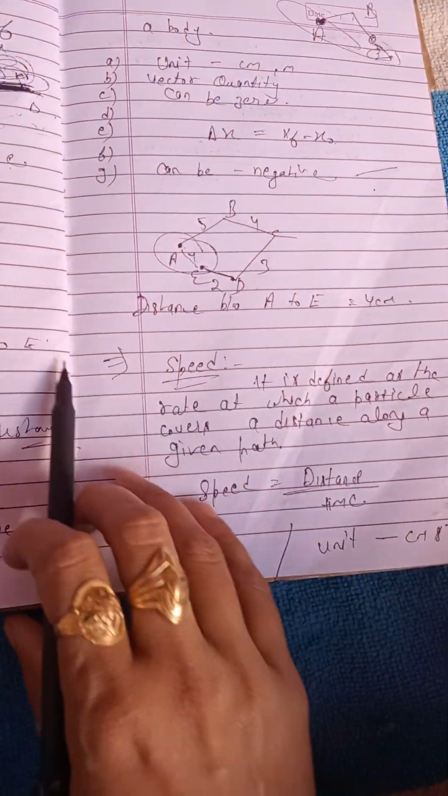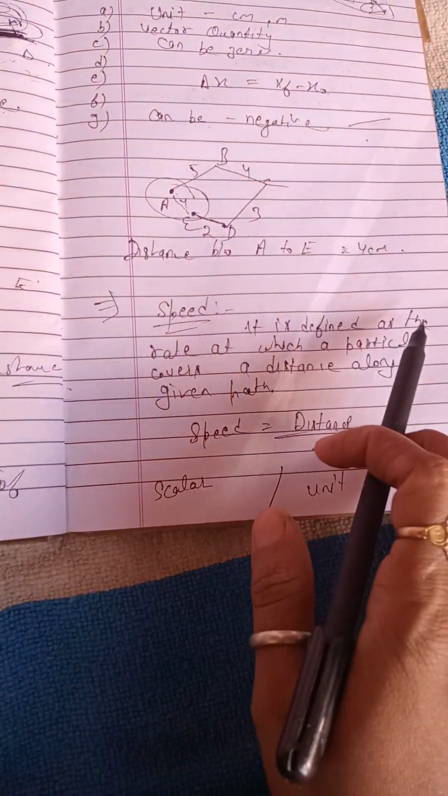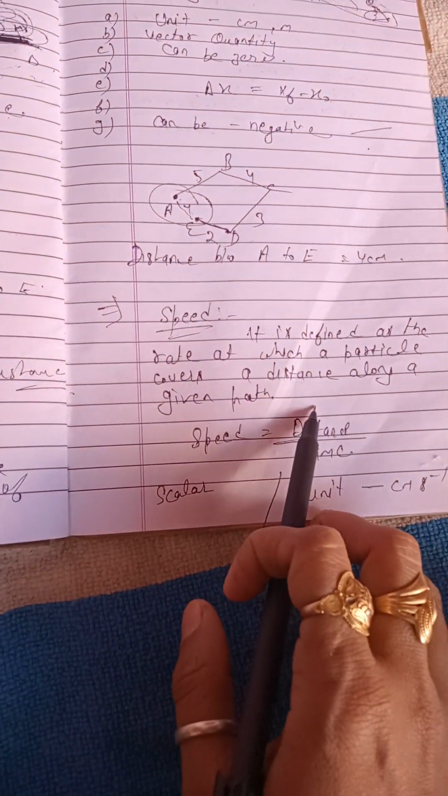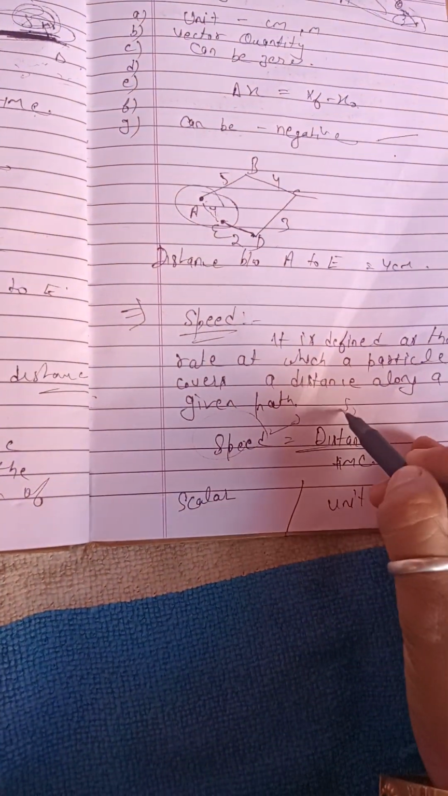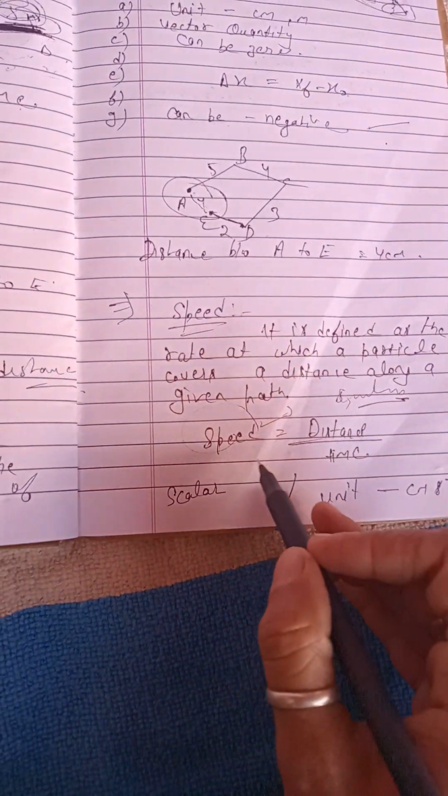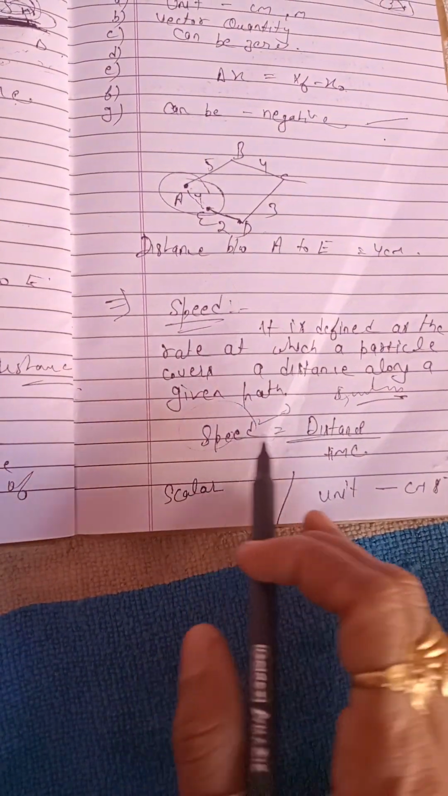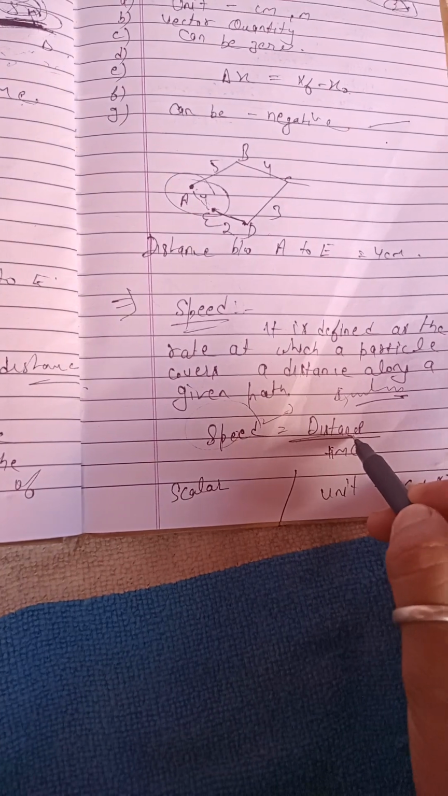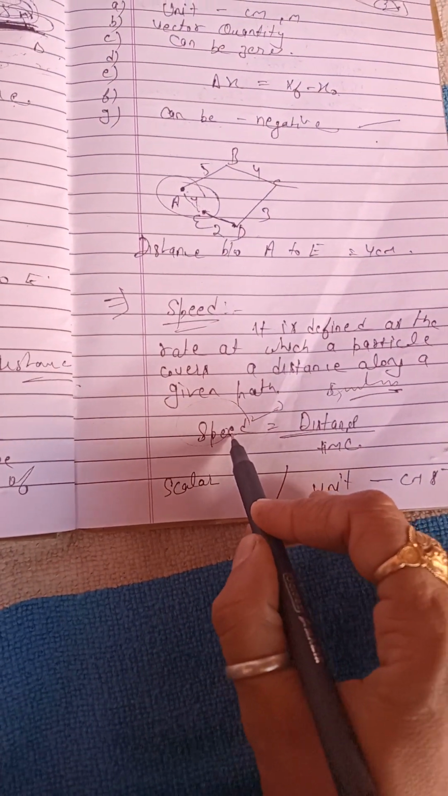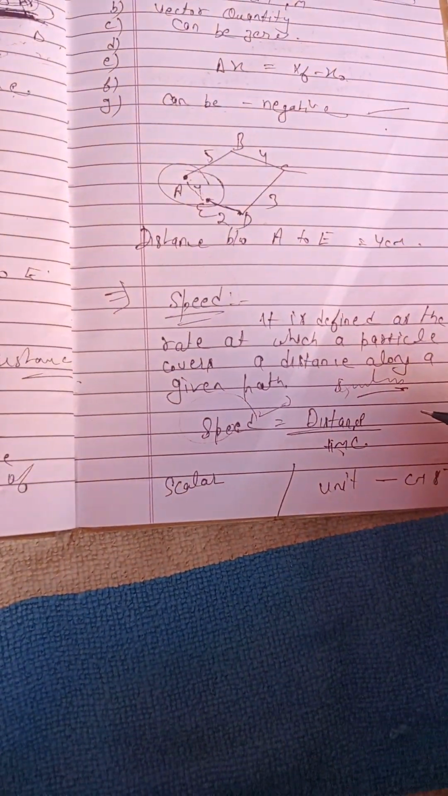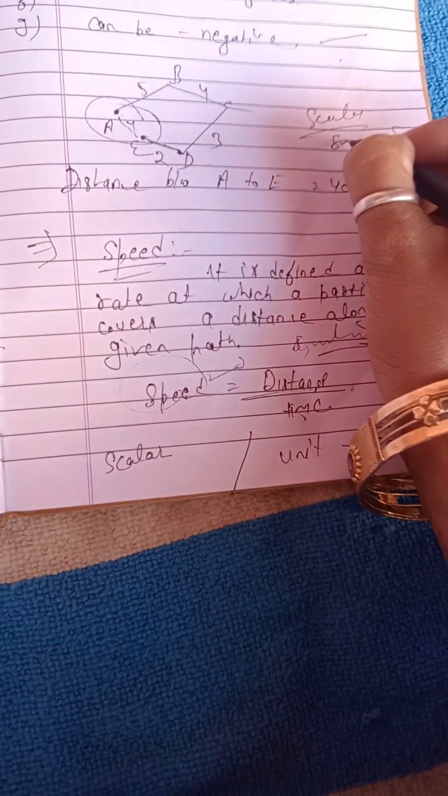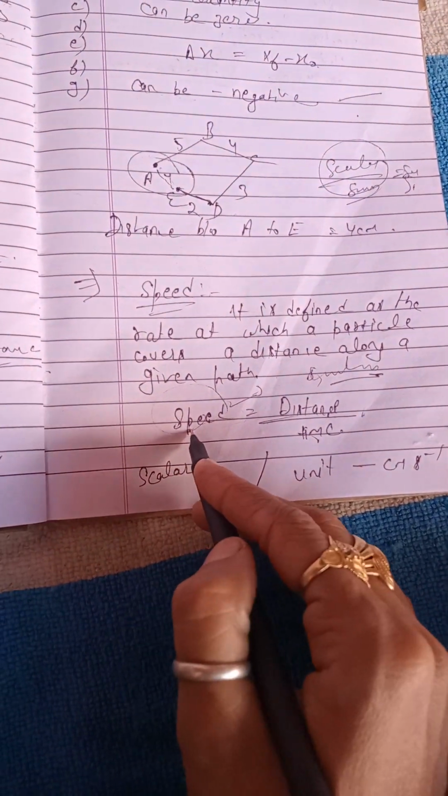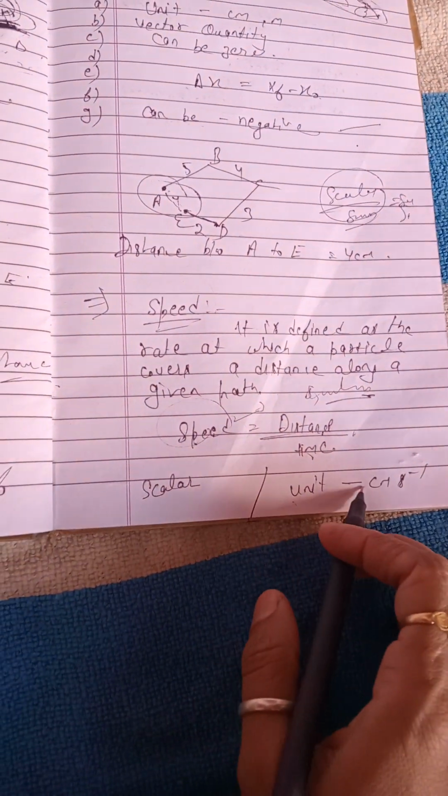Now the next formula is speed. Speed is equal to distance upon time. Speed is a scalar quantity because speed comes from distance. We know that distance is a scalar quantity, and time is also a scalar quantity. Here scalar upon scalar is equal to a scalar quantity. So speed is a scalar quantity, and its unit is centimeter per second.